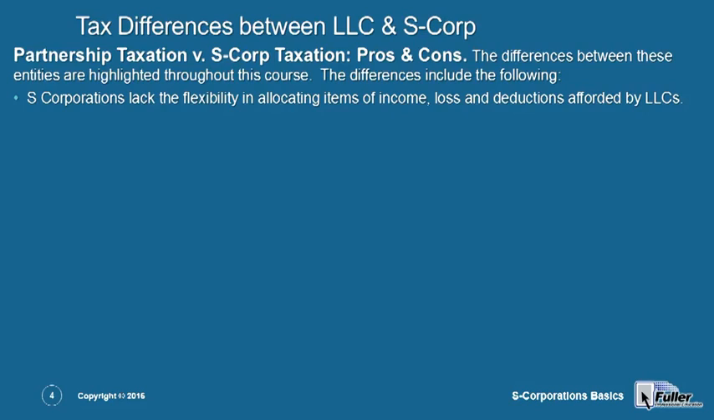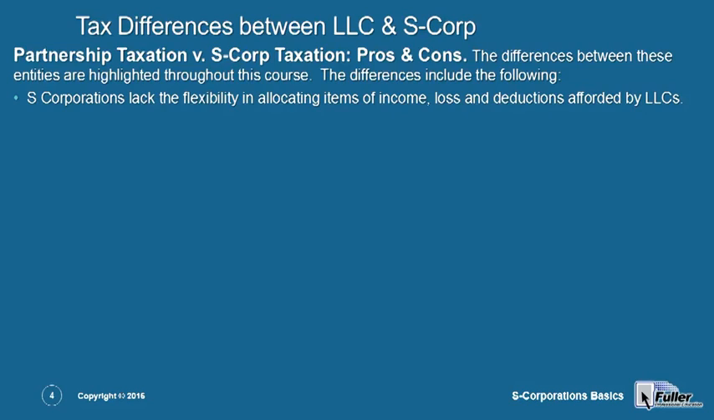So partnership tax, you can do special allocations, and that means that you'll be able to allocate income, loss, and deductions and depreciation differently for different partners. That's not the case in S corporations. S corporations, everything is basically pro rata.